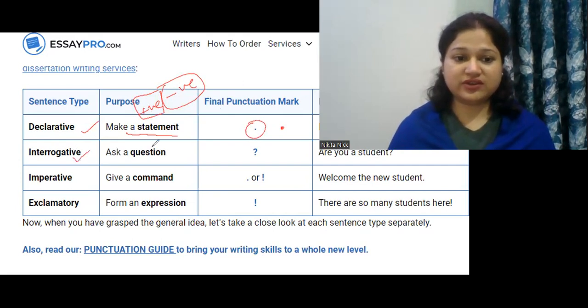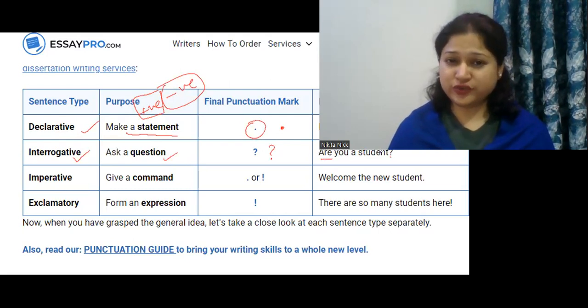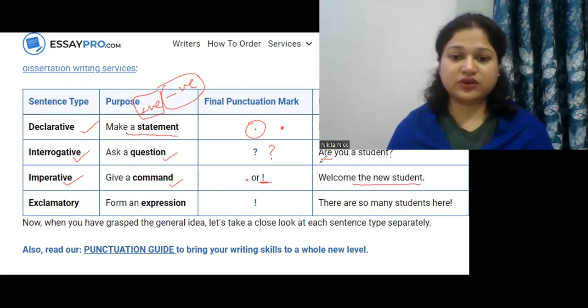In an interrogative sentence, we ask a question and we use a question mark like this. Are you a student? So you are emphasizing on "are you a student?" An imperative sentence gives a command. It could end with a full stop or an exclamation mark. Welcome the new student, full stop. You're welcoming the student who is new. So you are using an imperative sentence.